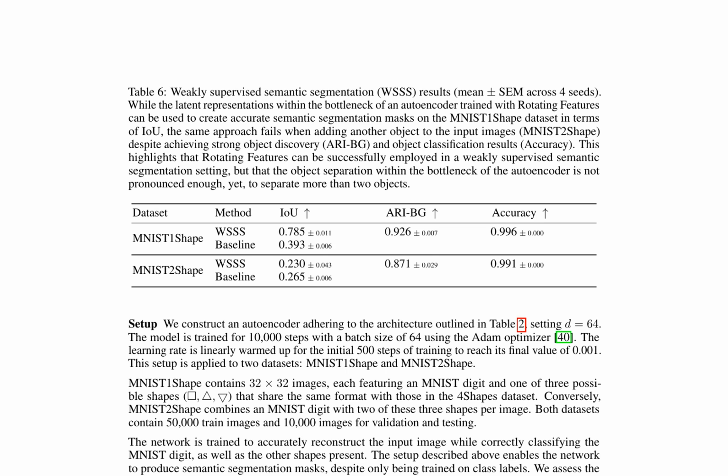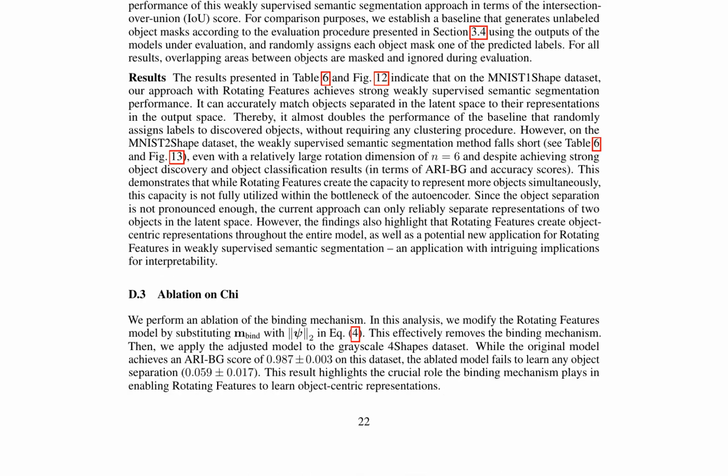Performance metrics such as intersection over union, IOU, adjusted RAND index with background, ARIBG, and accuracy are employed to assess the efficacy of the proposed method, with comparisons drawn against a baseline model. Ablation studies underscore the pivotal role of the binding mechanism in fostering object-centric representations, suggesting its importance in enhancing segmentation accuracy. These findings underscore the complexities inherent in WSSS tasks and the need for further exploration into the interplay between object discovery, classification, and segmentation.